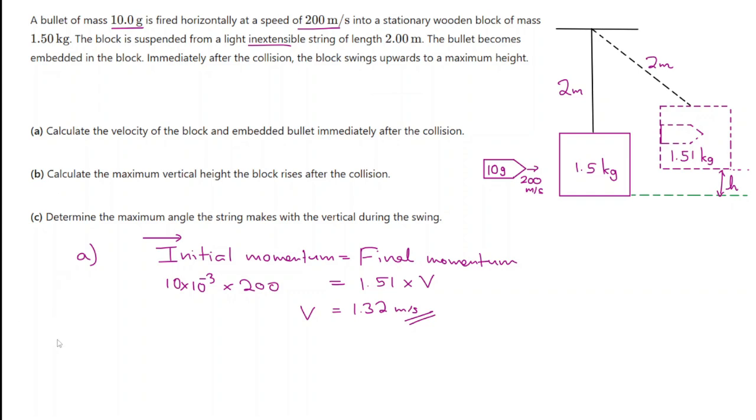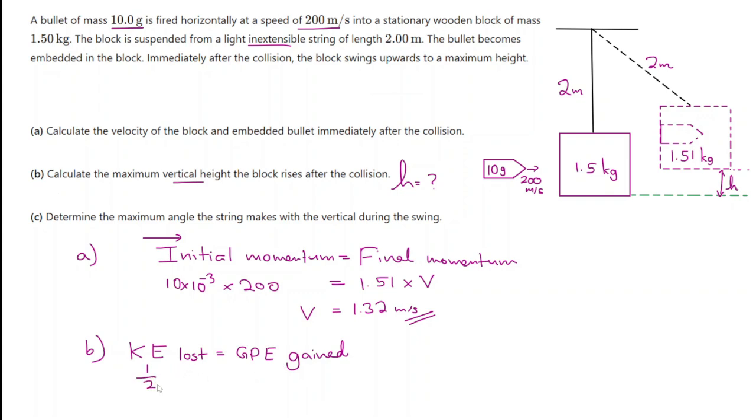Part B. Calculate the maximum vertical height the block rises after the collision. So this is the value of h. Now this is quite easy because what happens is kinetic energy at the beginning is all converted into GPE. Kinetic energy lost is equal to GPE gained.